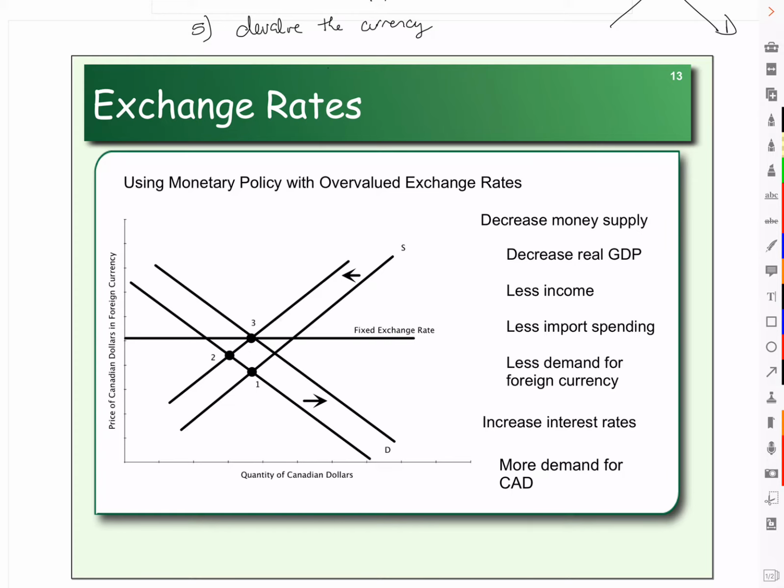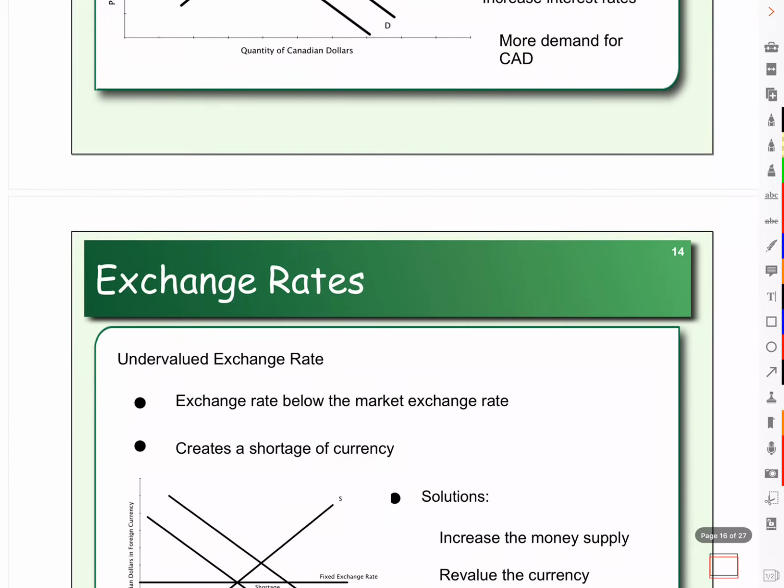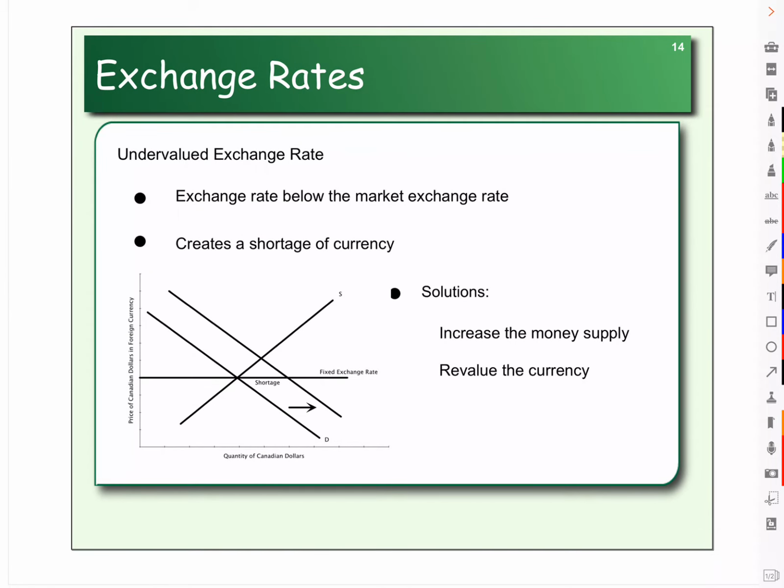What if your exchange rate, instead of being overvalued, is undervalued? Okay, so let's look at how that works.